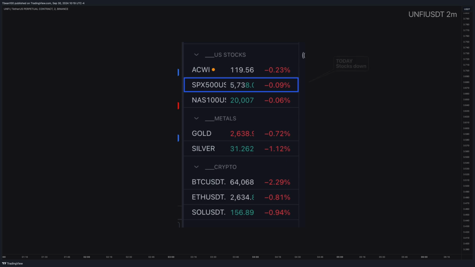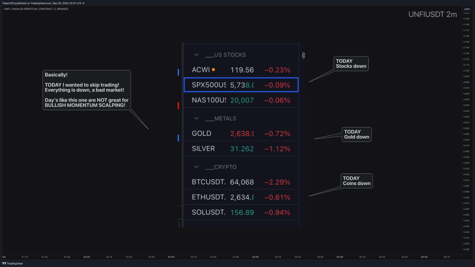So, I was basically checking the markets today before trading. Stocks were really bad and weak. Gold was weak and Bitcoin was really weak with a 2% daily drop. So, all the markets indicate to me that today is not great for bullish momentum trading. So, I wanted to skip the trading today and do something else, but I wanted to check the coins once at least.